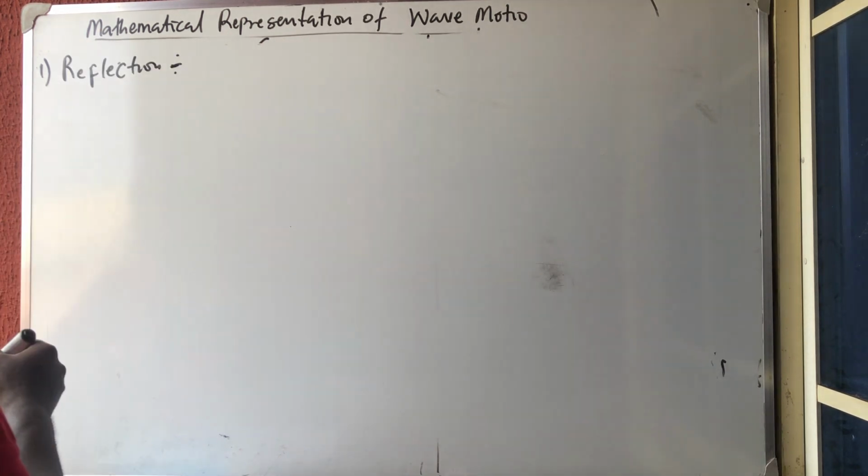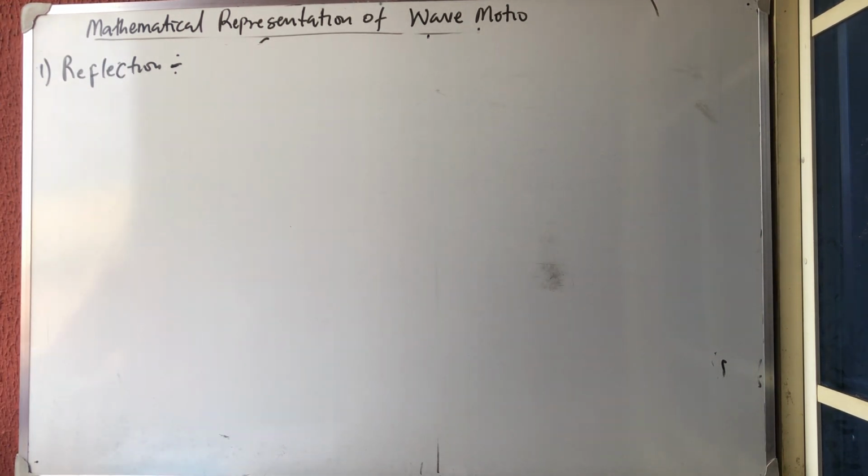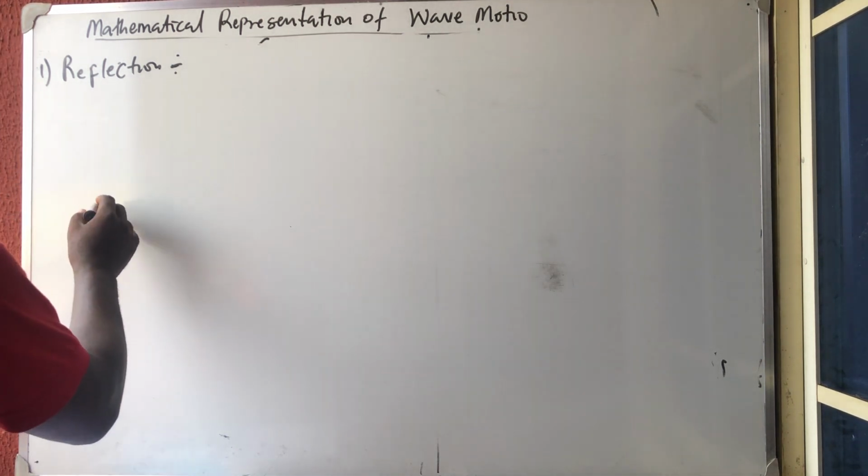Now, in reflection, when a progressive wave traveling in a particular direction meets an obstacle, it bounces and follows a different direction. Okay, so that is when we call it reflection. They say that reflection is simply the sudden change in the direction of projection of a wave as it strikes the boundary or interface between two media.